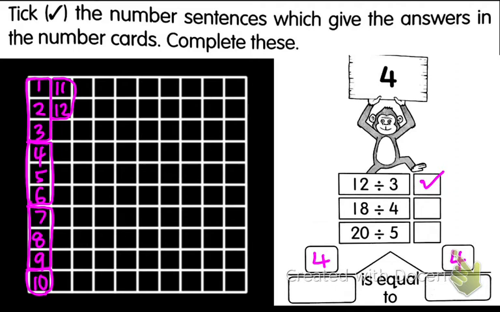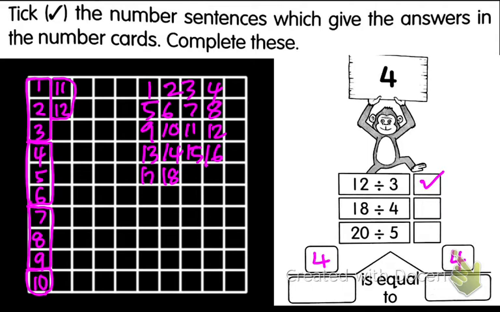Let's check 18 divided by 4. Equals how many? 18. 1, 2, 3, 4, 5, 6, 7, 8, 9, 10, 11, 12, 13, 14, 15, 16, 17, 18. Okay, you can see here it's not equally distributed.